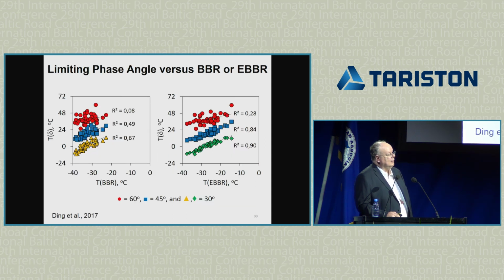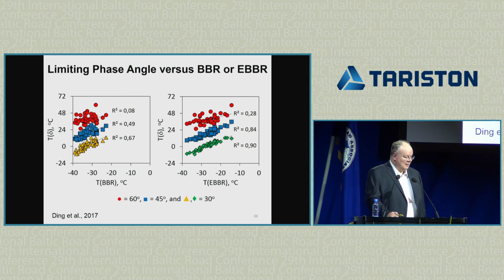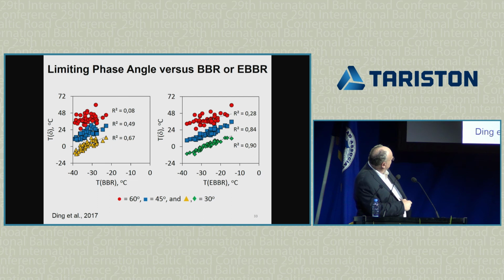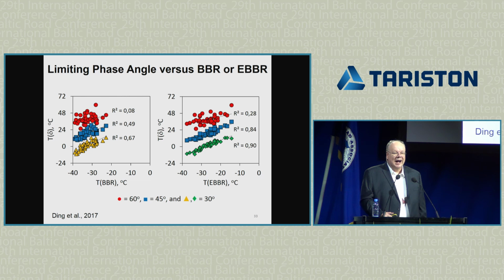And a final slide, I'm running out of time, but the final slide here relates the phase angle temperature with what we get in the BBR on the left. And you can see this is 30 degrees phase angle, 45 and 60. At 30 degrees, there is some correlation, but it is not very good. On the right, the same phase angle temperatures are correlated with the extended BBR. And you can see at 60 degrees, it's not very good. At 45, it's okay. But at 30 degrees, the phase angle correlates highly with the extended BBR test results.